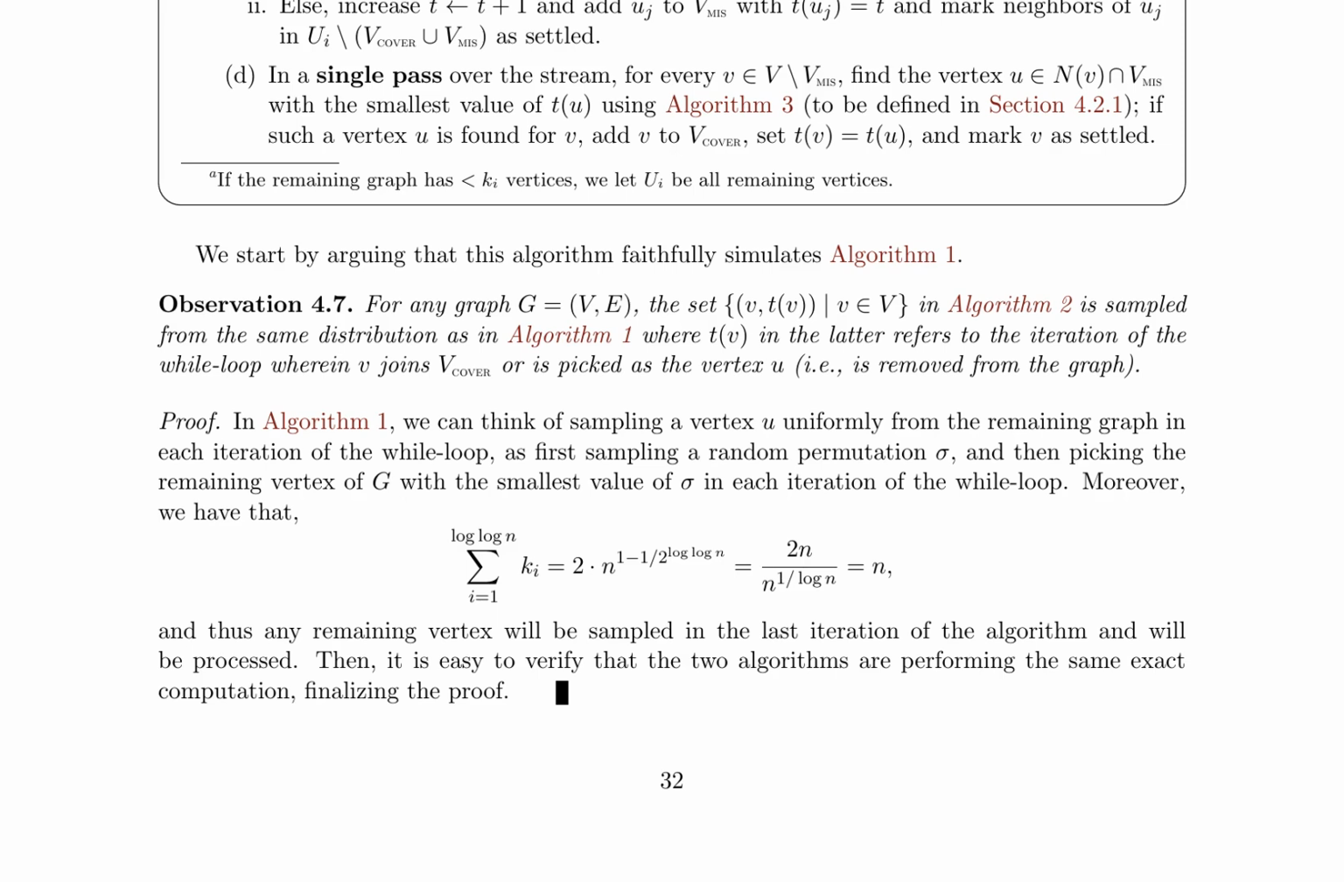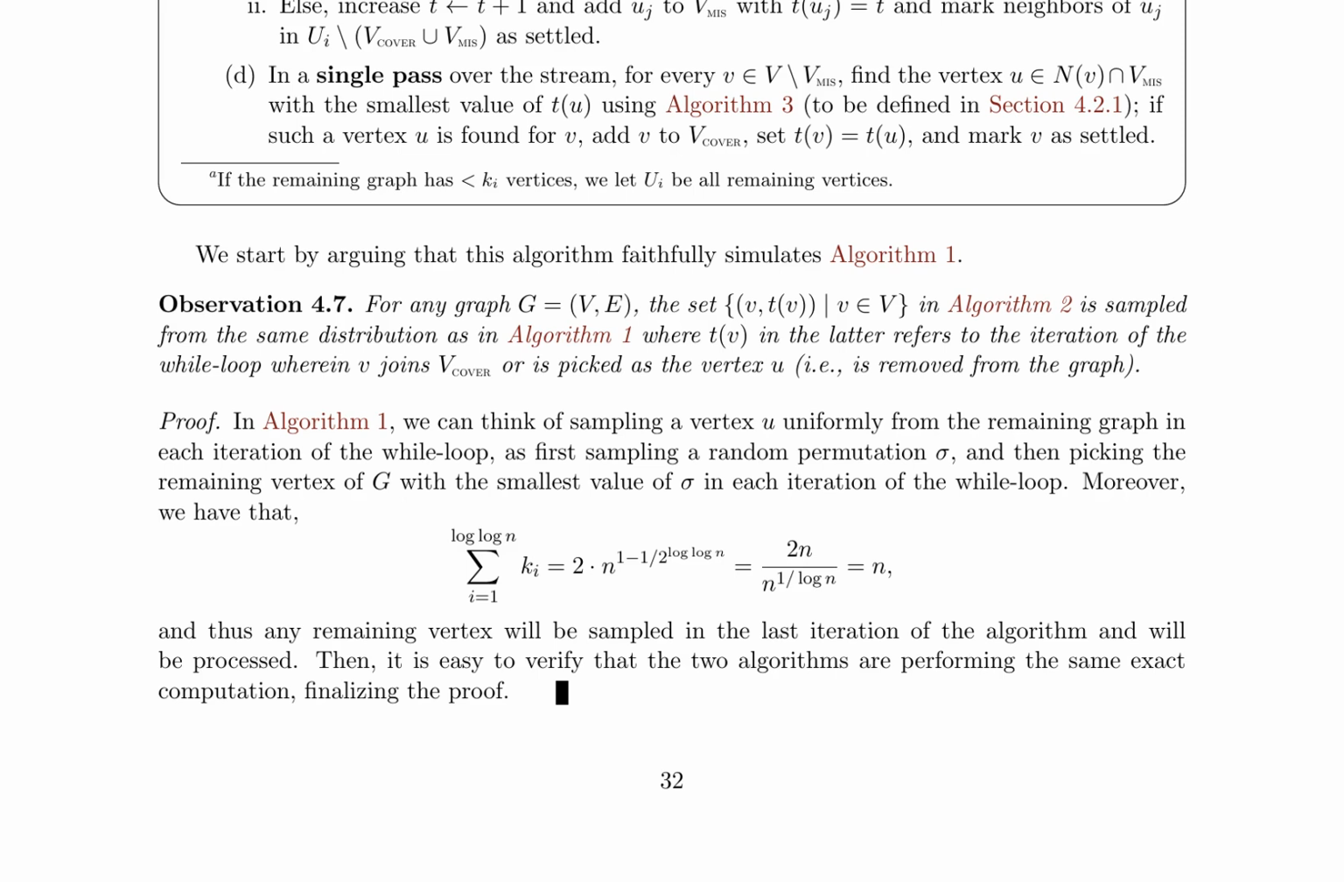The algorithm faithfully simulates algorithm 1, as shown by observation 4.7. The proof argues that the distribution of the set V, T, V, V element of V, in algorithm 2 is the same as in algorithm 1. This is achieved by sampling a vertex uniformly from the remaining graph in each iteration of the while loop, which is equivalent to sampling a random permutation sigma and picking the remaining vertex with the smallest value of sigma.